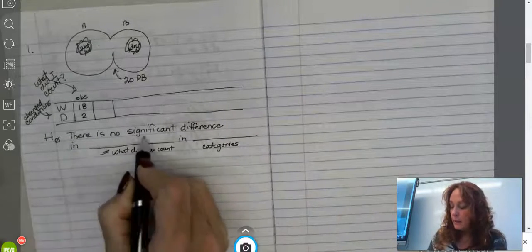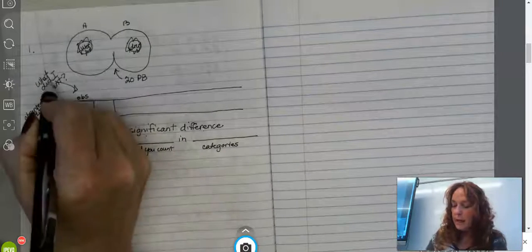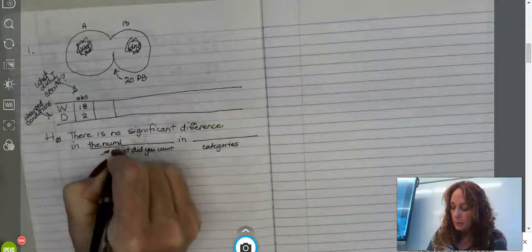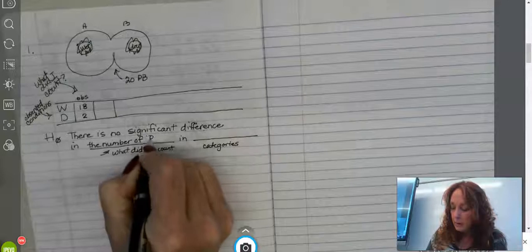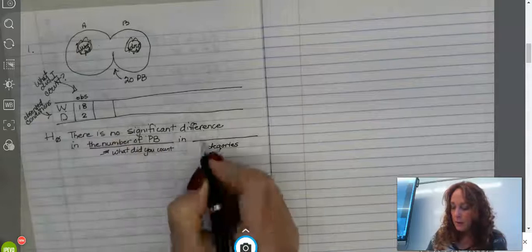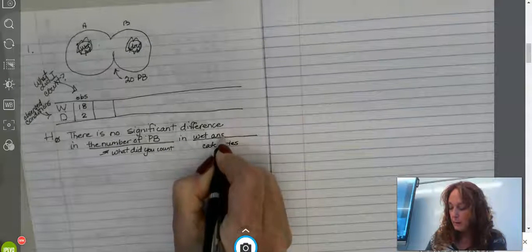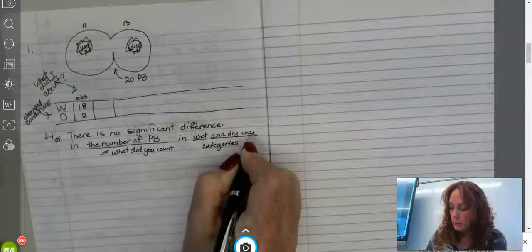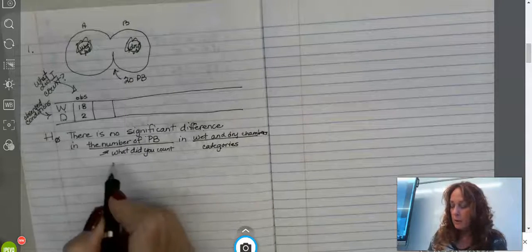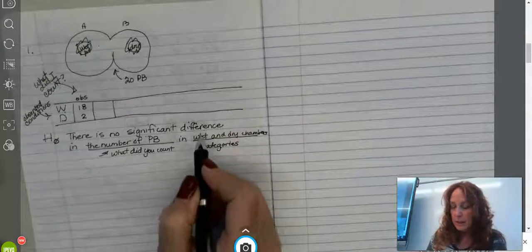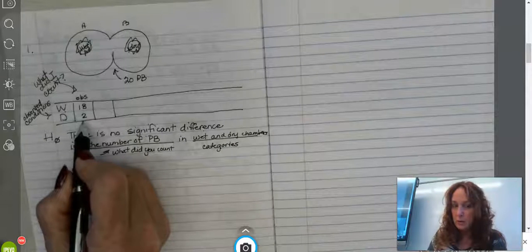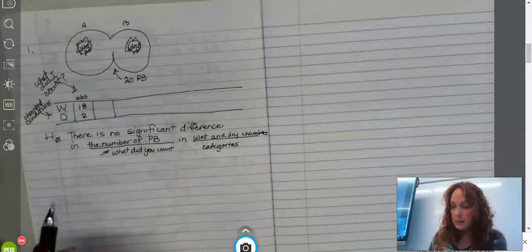So I would fill this in as that there's no significant difference in, I counted pill bugs, so it's the number of pill bugs. In what are your 2 categories? The wet and the dry. Wet and dry chambers. So that null works every time. And so you're testing that there's no difference. If it fails, which means you have a big chi-square, which I'm thinking this one will, then there is a significant difference.